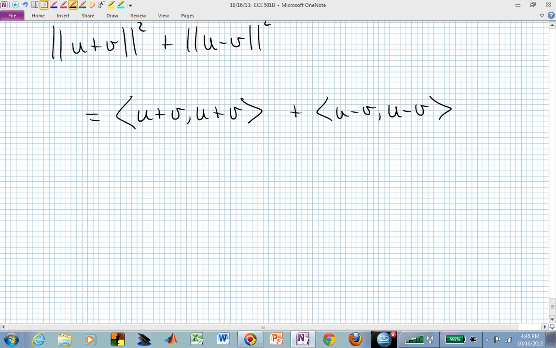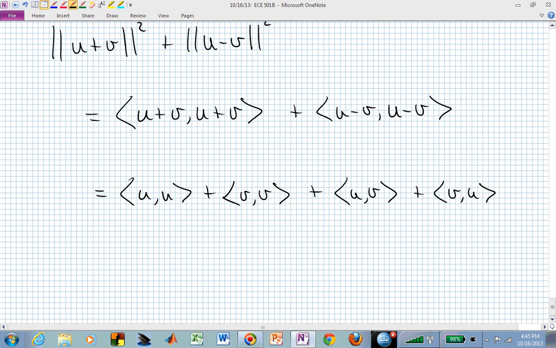We now are comfortable, though, with pulling that all apart, aren't we? Because we have additivity in the first and second slot with all of these. Meaning the first inner product says that we have U with itself, we have V with itself, we have a U and a V, and we have a V with a U.